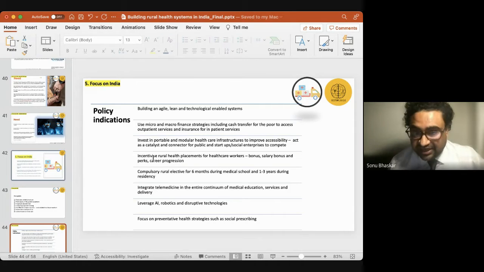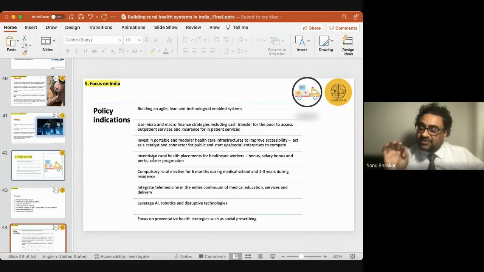Compulsory rural health elective for 6 months during medical school. I really believe that 6 months of rural placement for young, brilliant medical students, so that they get exposed to rural healthcare in India, is important. Of course, that can be followed up with 1 to 3 years during residency. Integrating telemedicine, not just in the delivery of services, but in medical education, so that they can talk to the rural health practitioners and get some insights into treating and managing patients in rural health. It's different from urban settings.